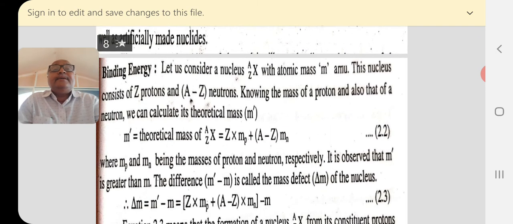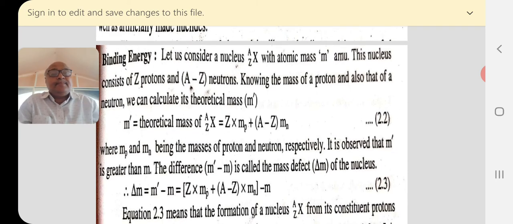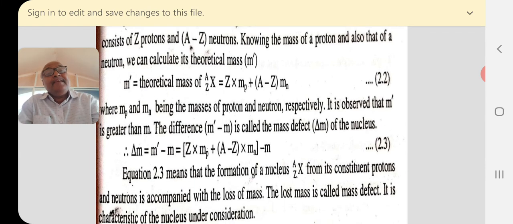Now, the next important concept of this chapter is binding energy. Let us consider a nucleus indicated by X. Superscript A, capital A, indicates mass number. Subscript Z indicates number of protons. With atomic mass small m in atomic mass unit, this nucleus consists of Z protons and A minus Z neutrons. We can calculate the theoretical mass of the nuclide X(A, Z) as Z Mp plus (A minus Z) Mn. Here Mp is the mass of proton and Mn is the mass of neutron, respectively.